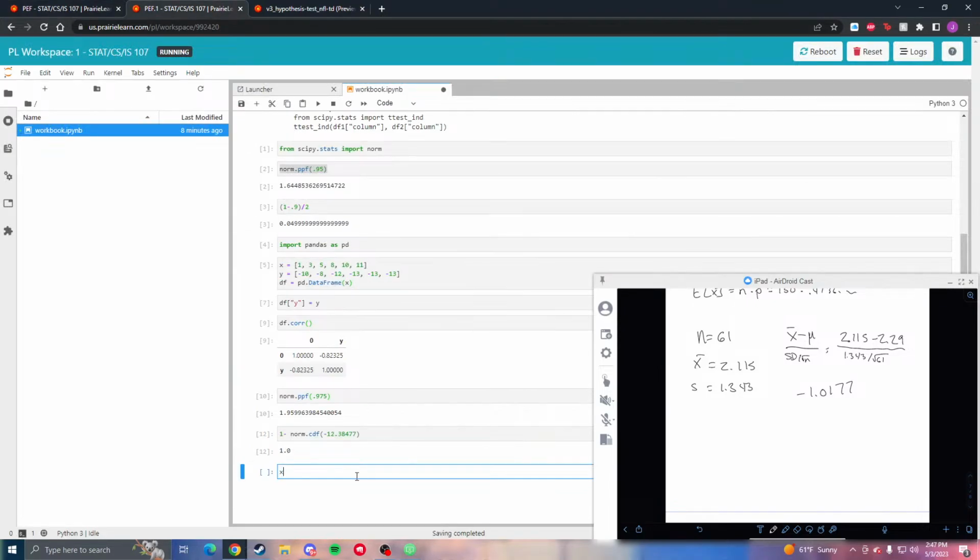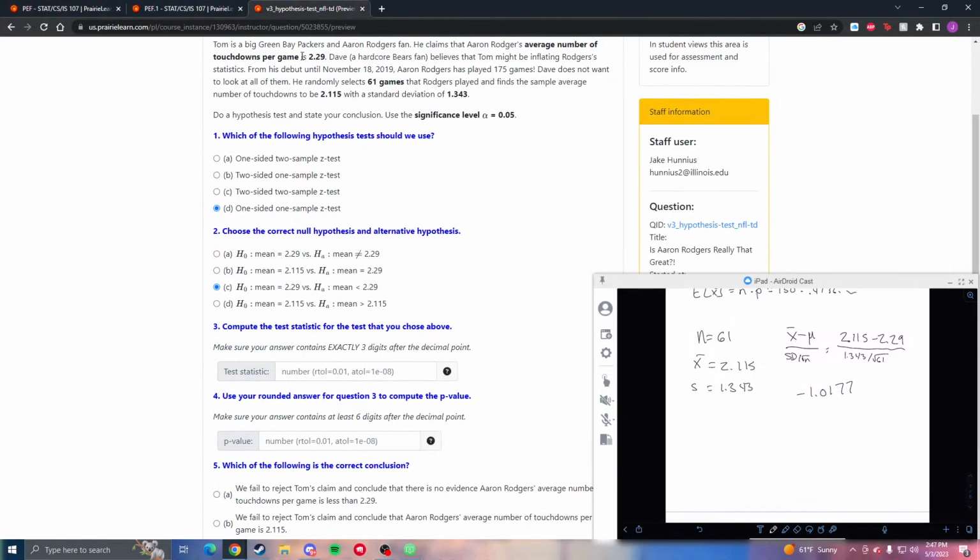So the numerator is 2.115 minus 2.29. Our denominator is equal to 1.343 divided by 61 to the 0.5. And then we're just going to do our numerator divided by our denominator, and we get the same thing that I just calculated.